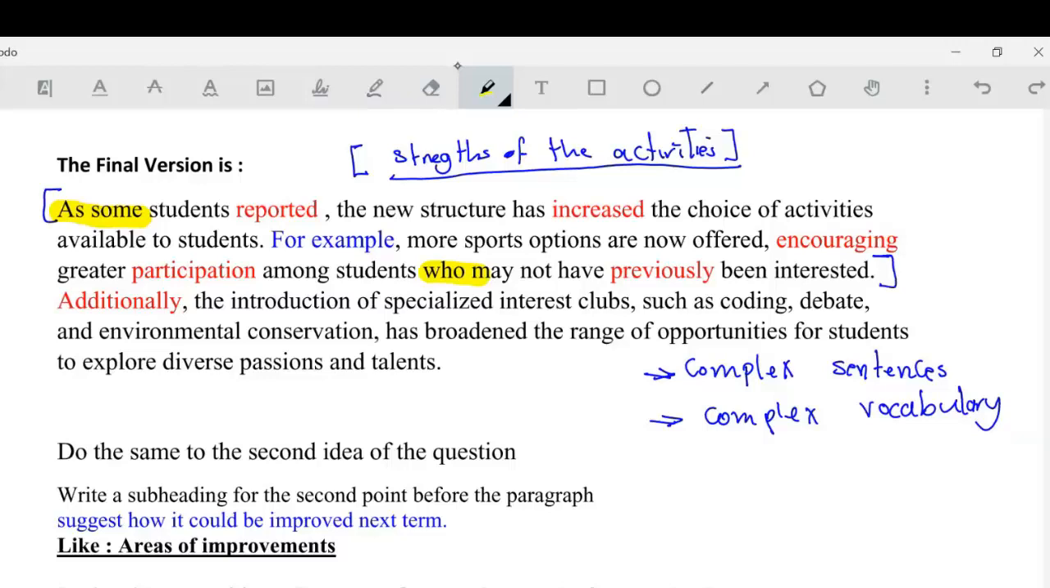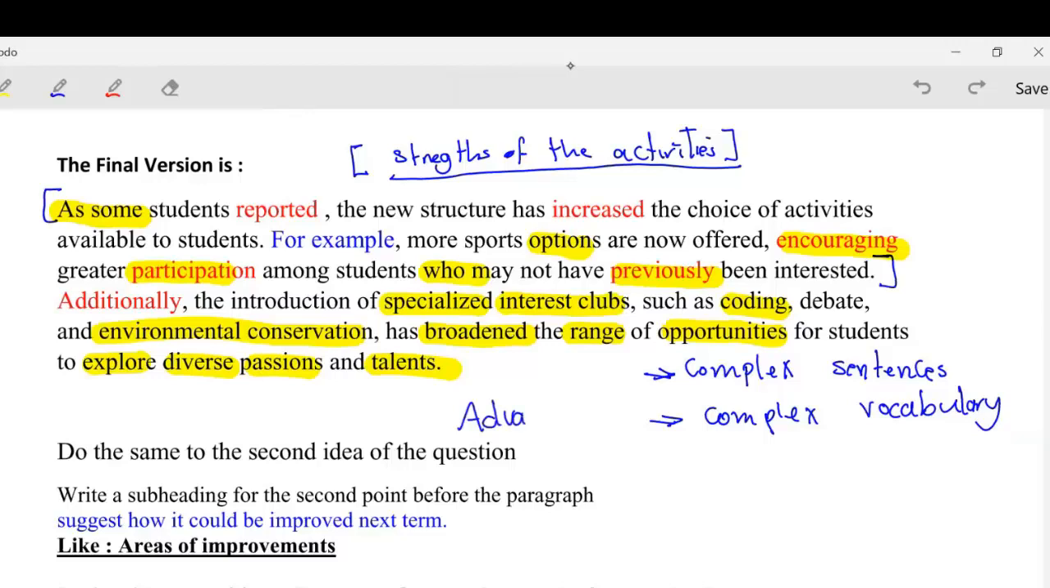As you see in the paragraph, there is a lot of less common or advanced vocabulary, like options, encouraging, participation, previously, specialized, interest club, coding, environmental conservation, broadened, range, opportunities, explore, diverse, passions, talents. All of these words are advanced vocabulary. Okay, so if you don't have enough of a word bank, or advanced word bank, you should prepare your word bank and memorize it and train yourself how to use this list of vocabulary in your writing. Okay, this is very necessary.